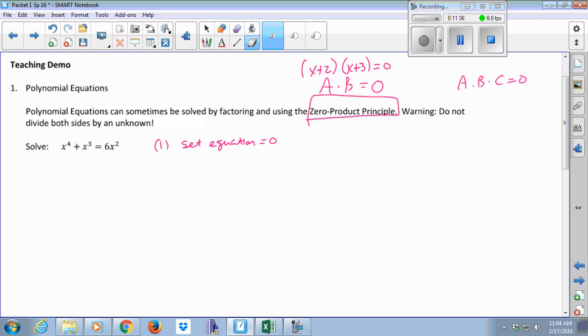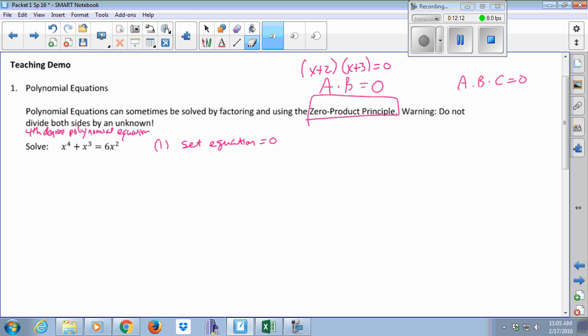Why? It doesn't work. Why doesn't it work? It's a fourth degree equation. A quadratic equation only works for second degree. So the highest number you see all the way across has to be a 2. And we've got a fourth degree. So this is a fourth degree polynomial equation. Okay. So you've got to make sure you identify it. You know what you're looking at.